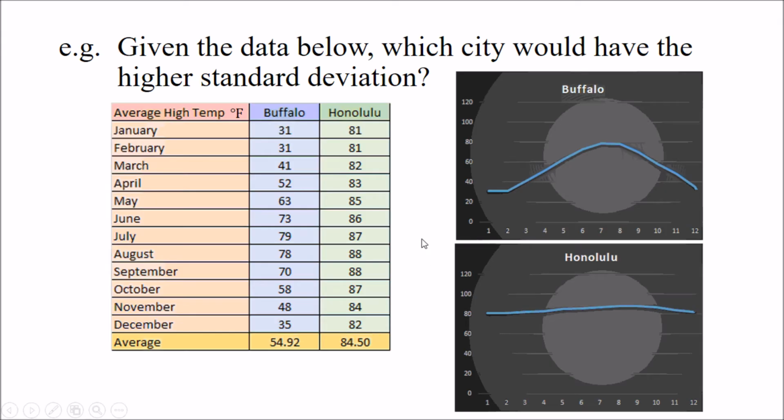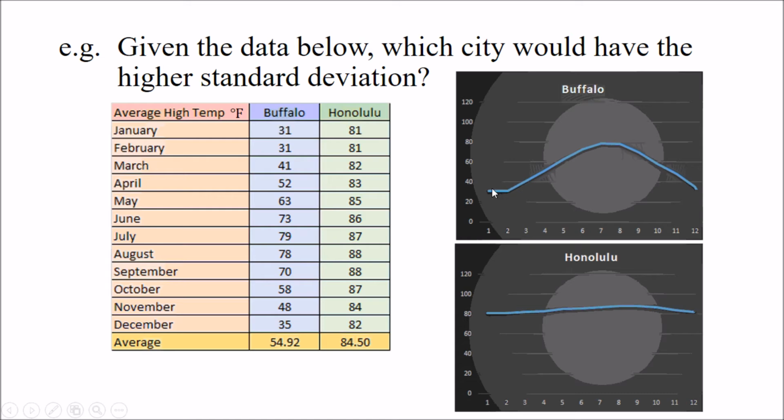Still further to help bring this concept of standard deviation into focus, let's consider two different cities, Buffalo, New York, and Honolulu, Hawaii. Given the data below, which city would have the higher standard deviation? Here are the average high temperatures in degrees Fahrenheit throughout the year, broken down by month, from January through December. You can see Buffalo starts at 31, works its way up to 79, comes back down to 35. The average of these numbers is 54.9. Honolulu starts at 81, works its way up to 88, comes back down to 82. The average of these numbers, 84.5.